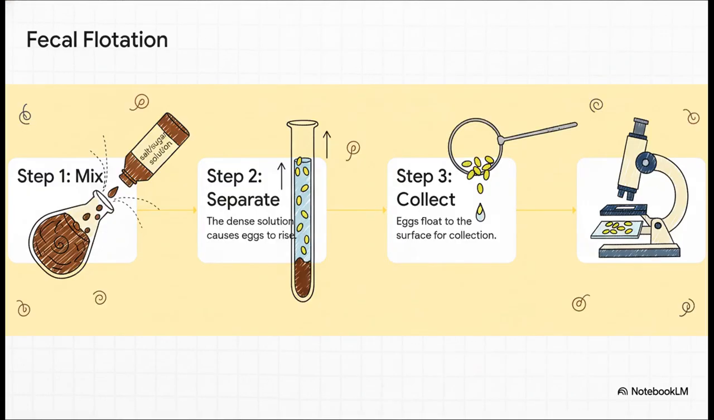And for a lot of these guys, this is how you're going to get your definitive proof. It's called a fecal flotation. It's actually a pretty clever technique. You mix the sample with a super dense solution, which makes the lighter parasite eggs float right up to the top, where you can easily scoop them off and ID them under the microscope.